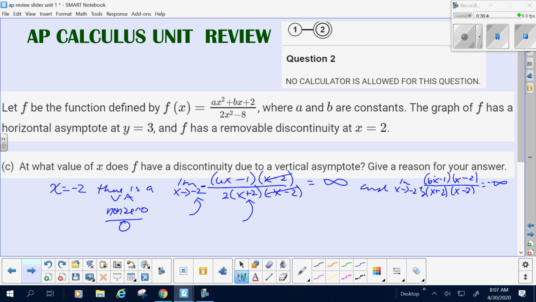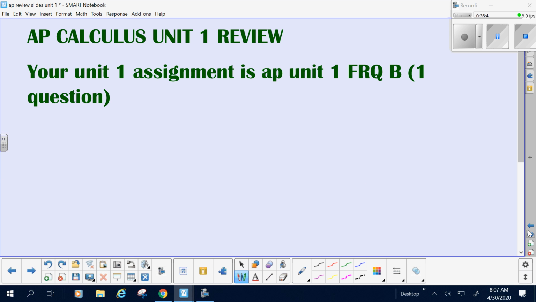All right. So, for Unit 1 practice tonight, your assignment is to go to AP Classroom, and I unlocked AP Unit 1 free response question B, which is only one question, not two. And it should be open. Would you please, let's do this in a practice for the AP style.